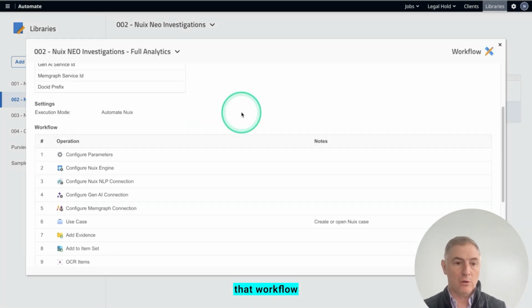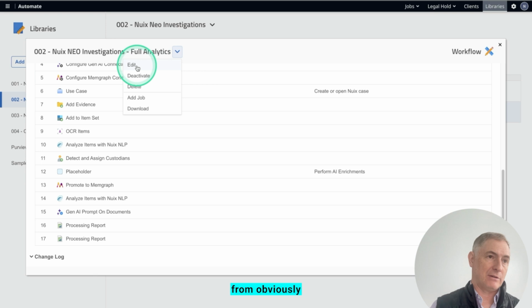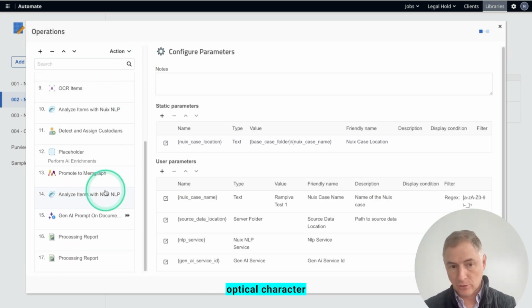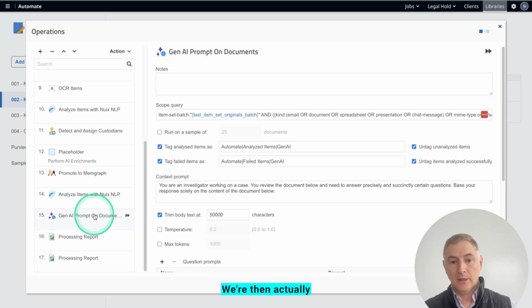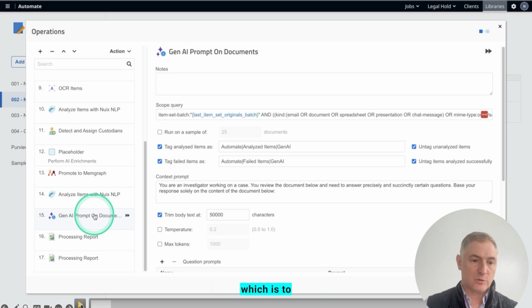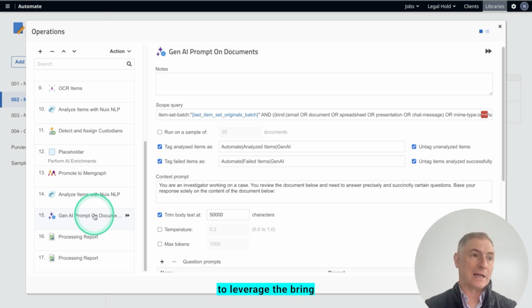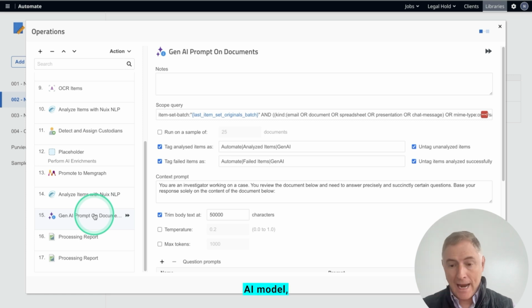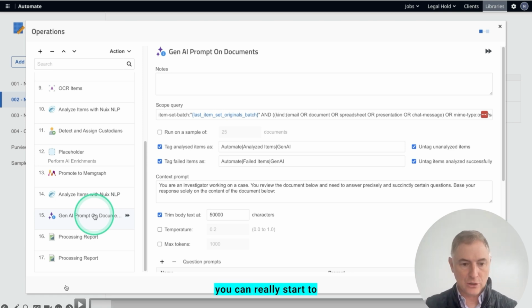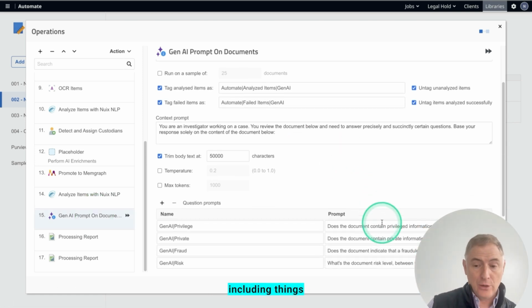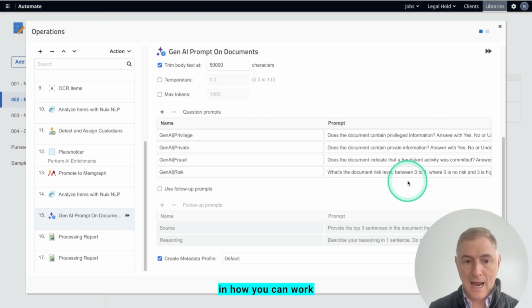Essentially that workflow has a bunch of different steps, everything from the core text and metadata extraction, but we're doing optical character recognition across any of the individual items. We're running the data through Nuix NLP to enrich it. We're also going to do things like prompt on documents, so we're going to leverage the bring your own AI model, whereby you can define prompts and ask questions of that information using large language models, and then enrich those items with the output of those models. So again, a lot of flexibility in how you can drive all manner of different workflows, including conditional workflows based off the outcome of all of these different decisions.